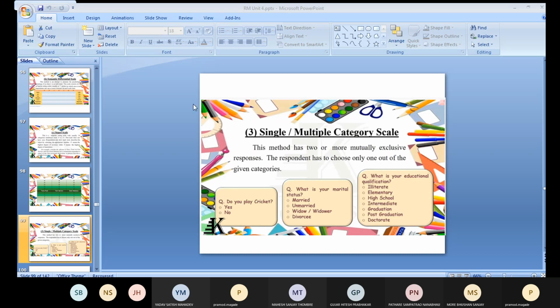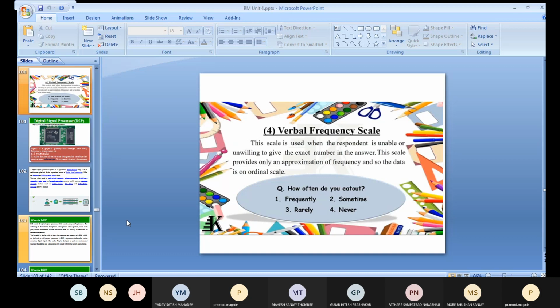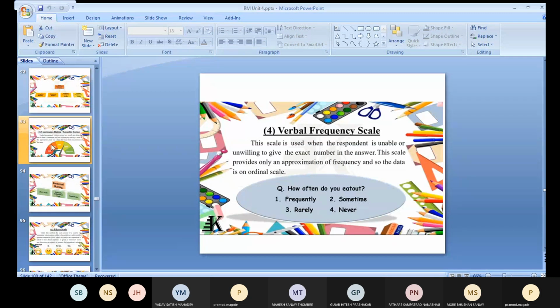Fourth. Yes, sir. Okay. So this will be called a single or multiple category scale. Now next will be the verbal frequency, and this is the last type.